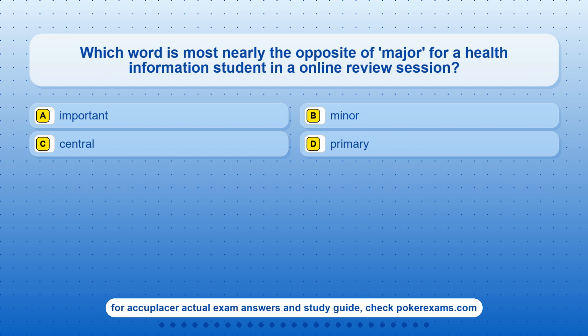Question 20. Which word is most nearly the opposite of major for a health information student in an online review session? Option A, important. Option B, minor. Option C, central. Option D, primary.